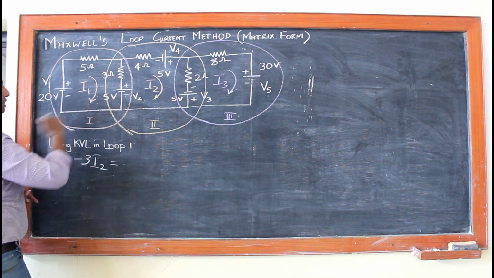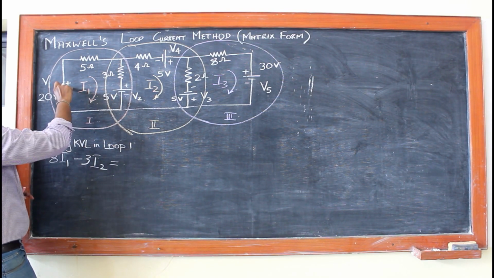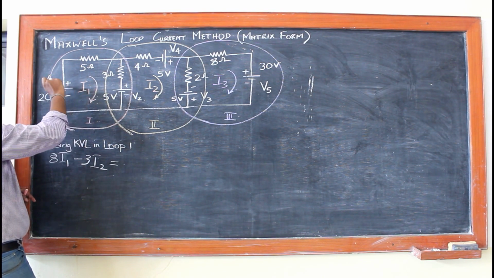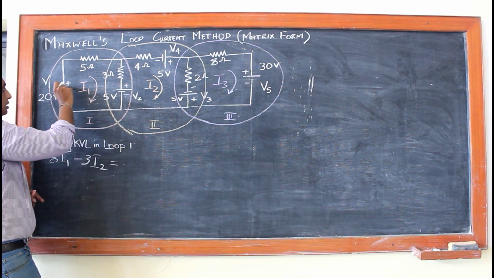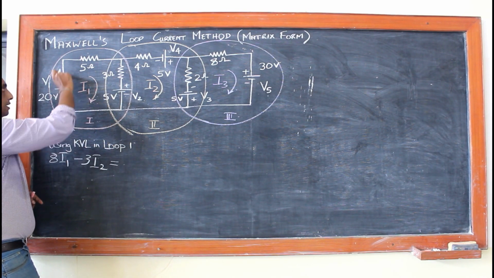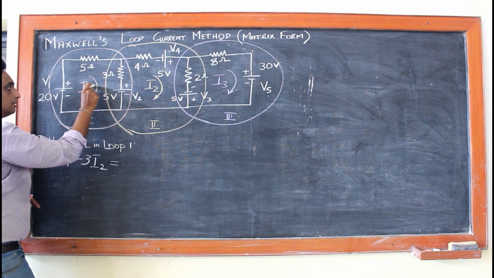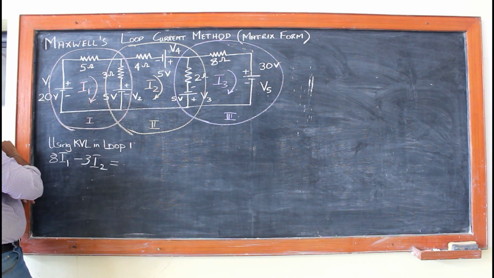Now my voltage sources, as I said, are 20 volts and 5 volts. I assume the current is clockwise. Current moves from positive to negative. This is my voltage source, positive to negative. You see the direction? It is clockwise. This clockwise direction matches the I1 direction, so it is positive: plus 20.